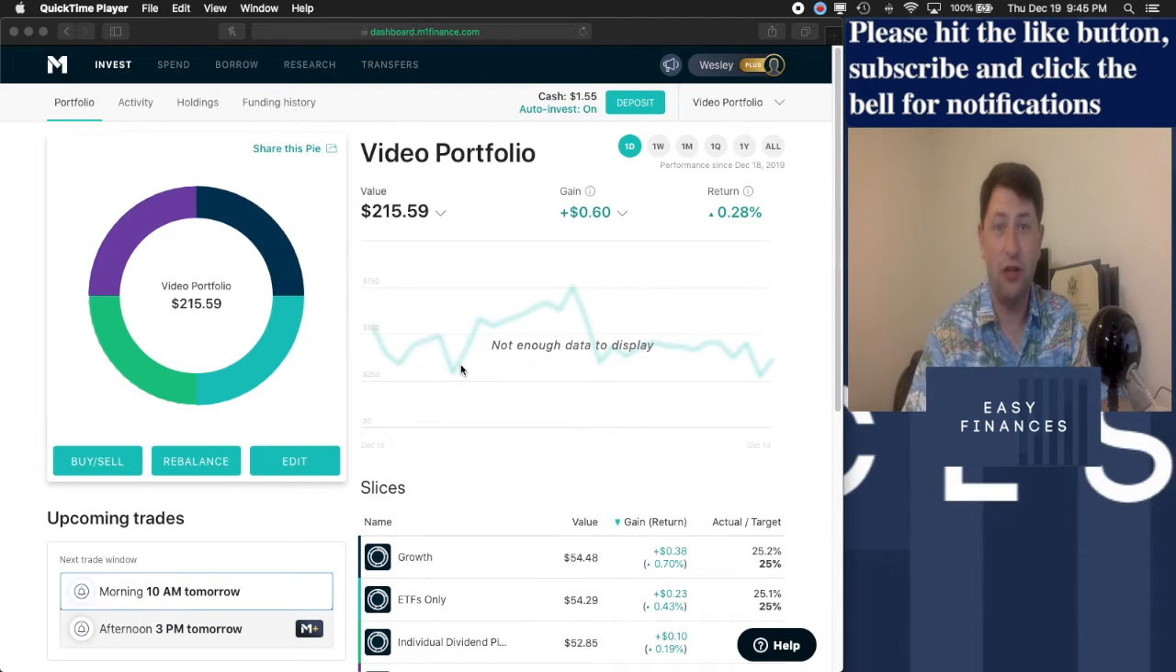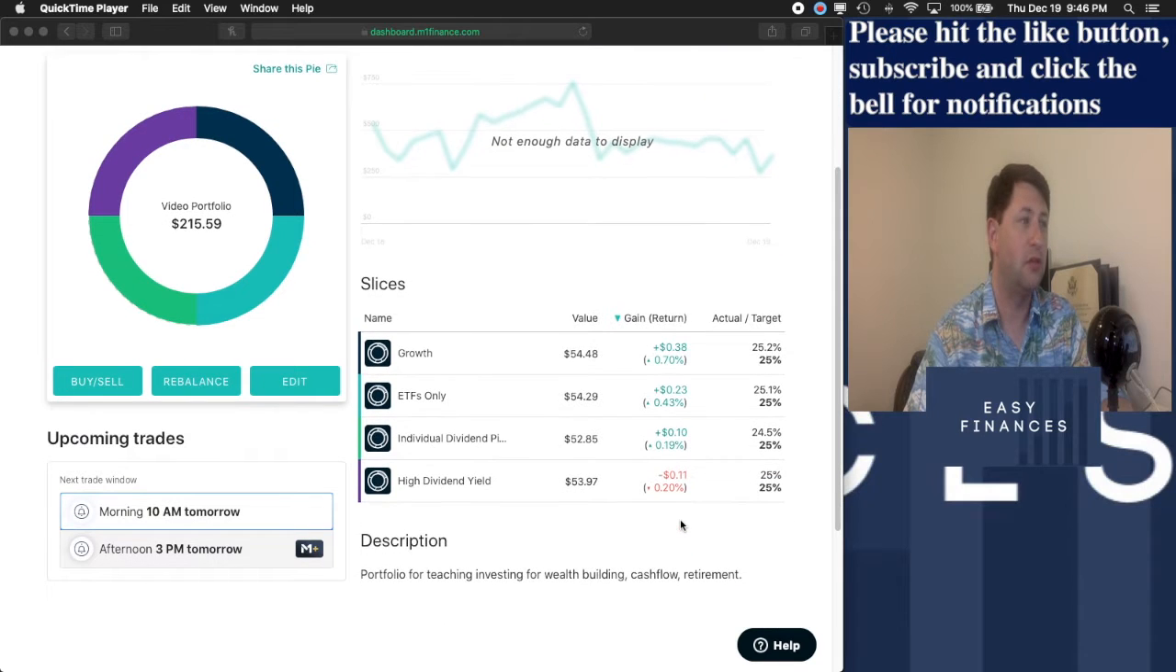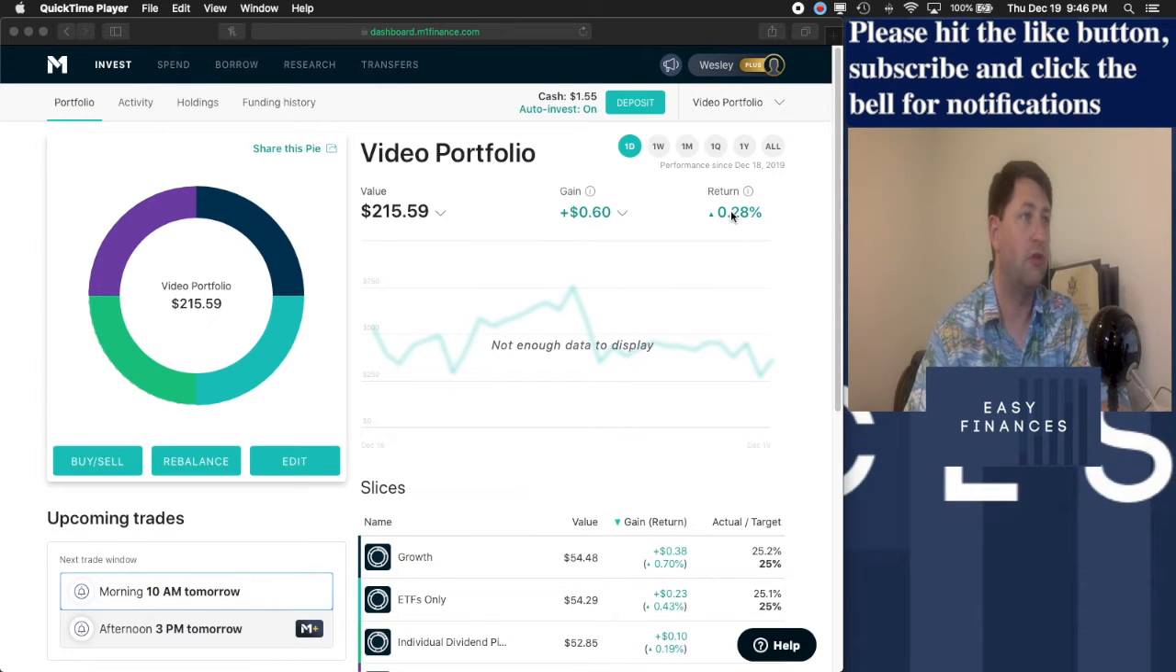Okay, if we go over here and look at our portfolio, we're going to see that for the one day, we are up 60 cents total. And if we look down at what the big gains were, it looks like growth is up 0.7%. ETFs are only up 0.43%. Individual dividend picks have only gone up 0.19%, and high dividend yields are lagging by 0.20%. So overall, on the day, we had a 0.28% return.